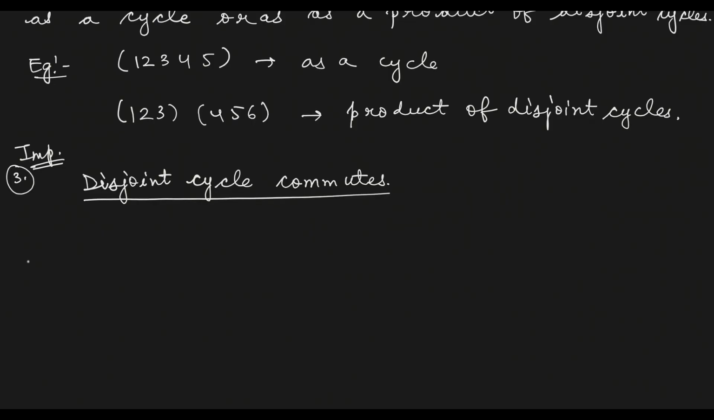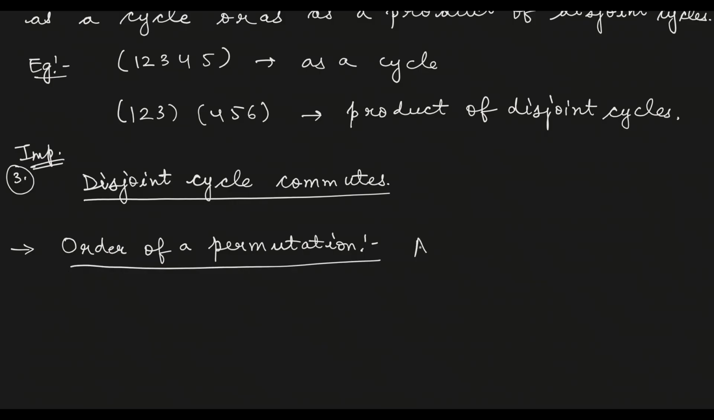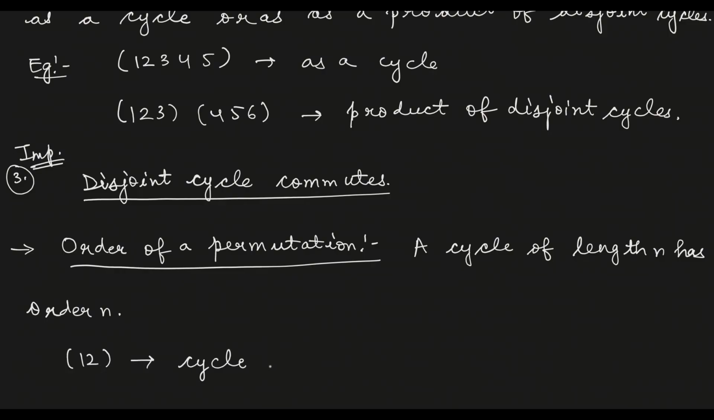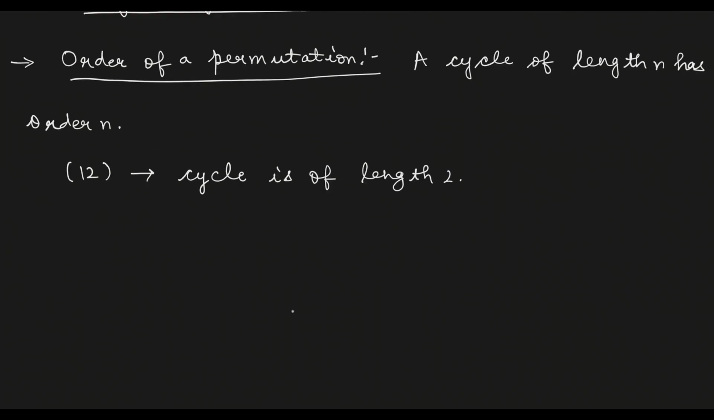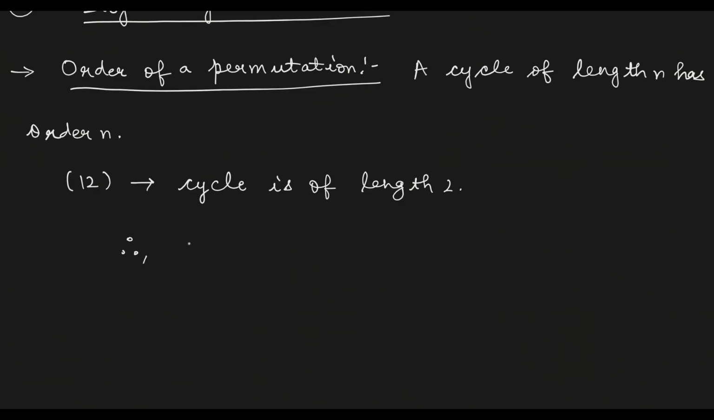Next, how to find the order of a permutation. A cycle of length n has order n. For example, if I have this cycle (1 2), then the cycle is of length 2. Therefore, the order of this cycle is 2.